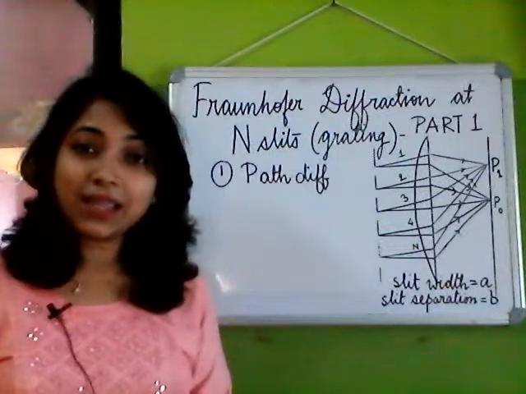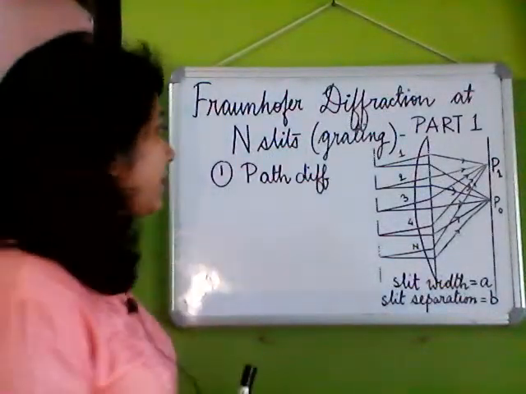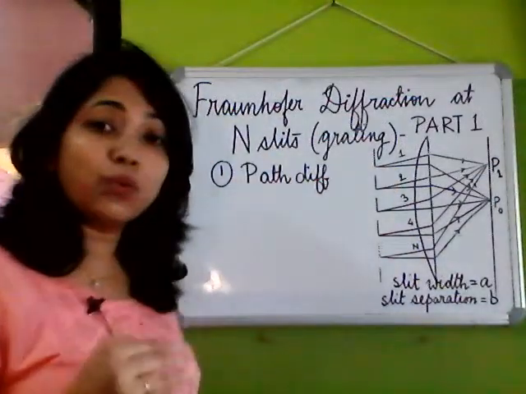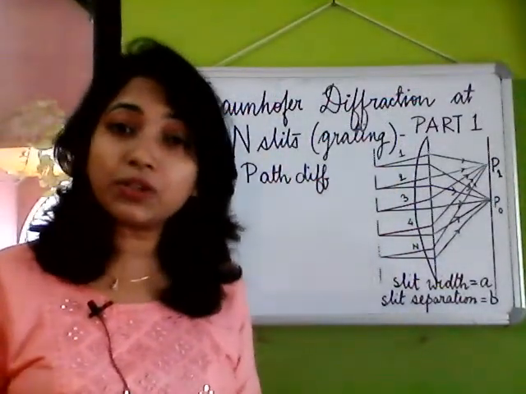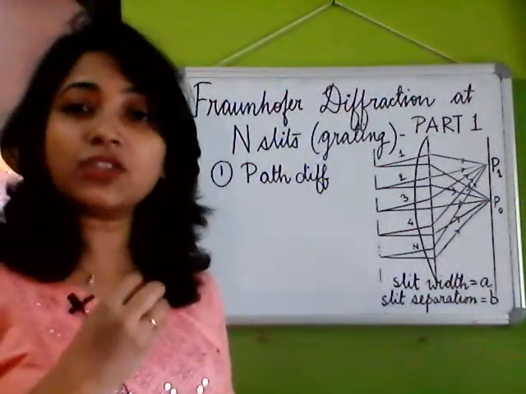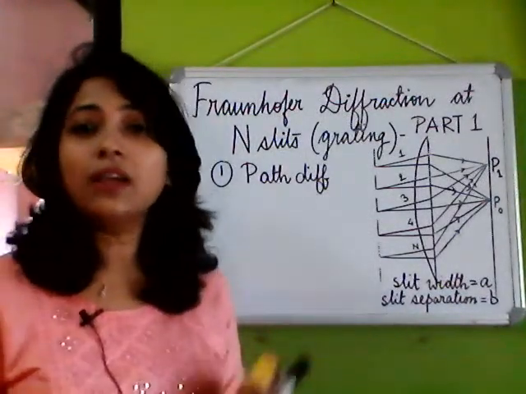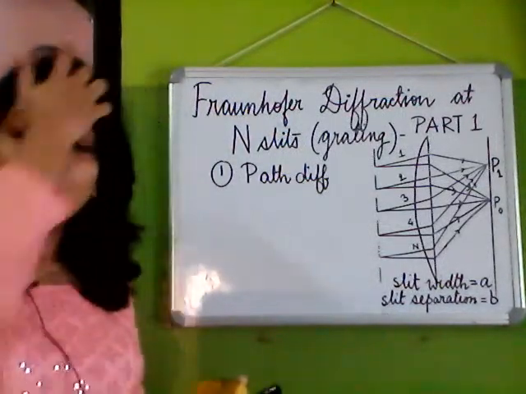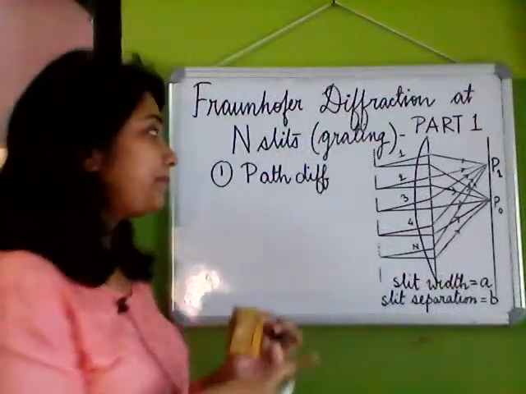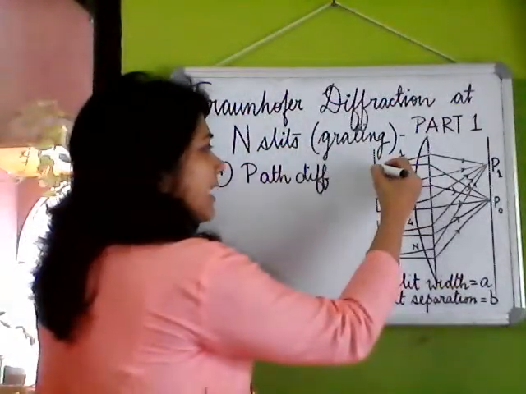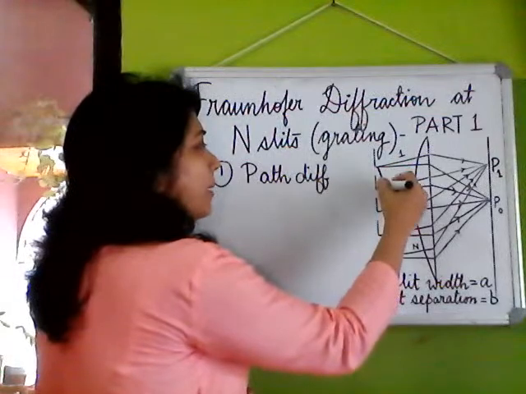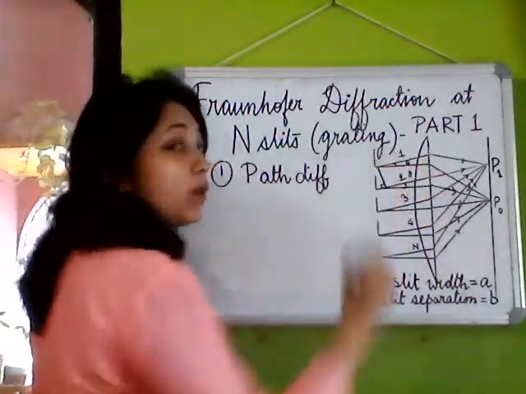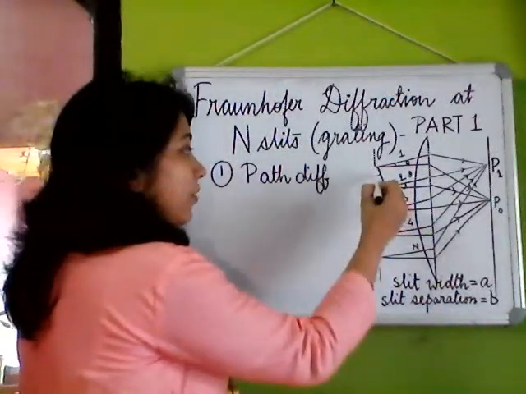So in this case, what are we going to do? First, let us find out the path difference between source number 1 and source number 2. What do I mean by source number 1 and source number 2? Source number 1 means the wave which is passing through slit number 1. Source number 2 is any particular wave which is passing through slit number 2 like this. So what will be the phase difference between them? As usual, I can draw a perpendicular, and if this angle of diffraction was theta, this angle can also be called theta.